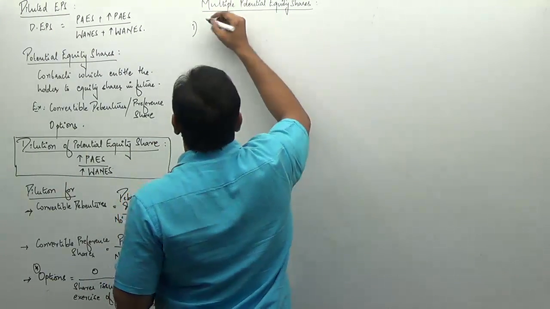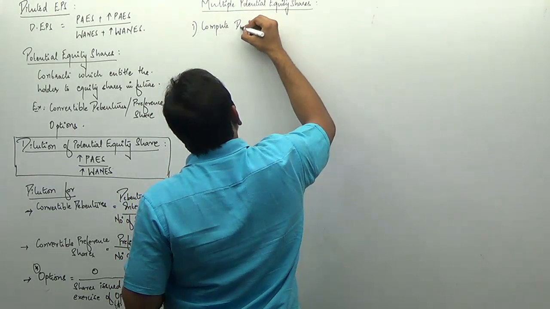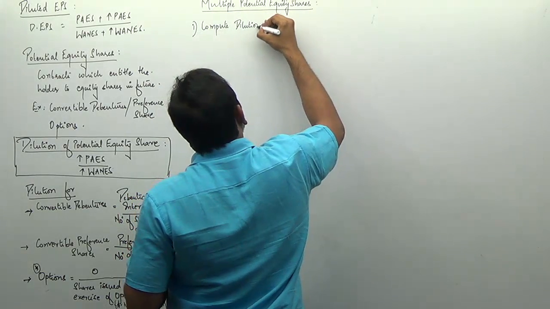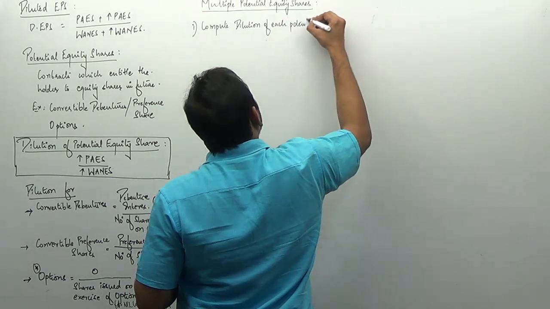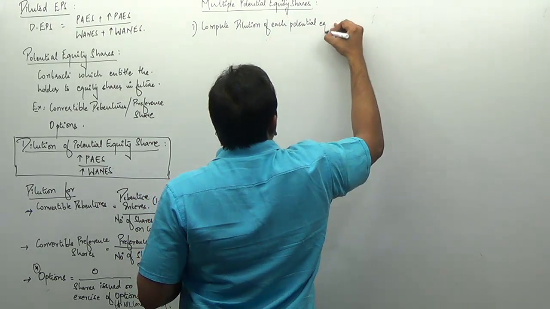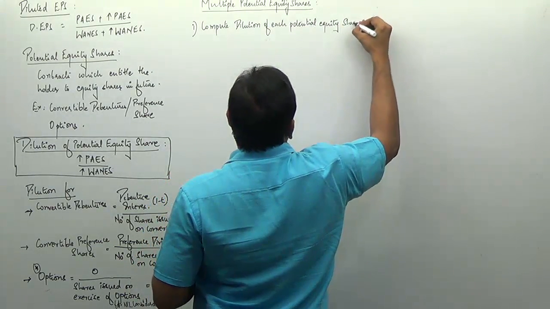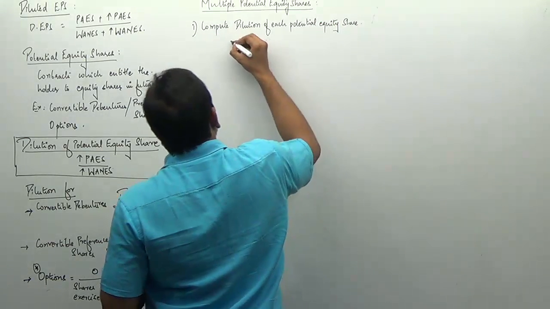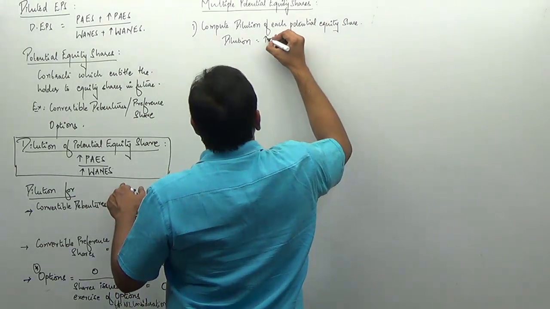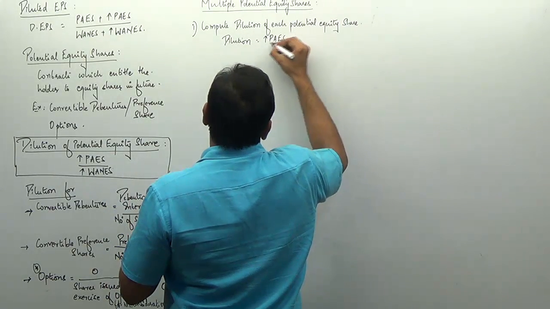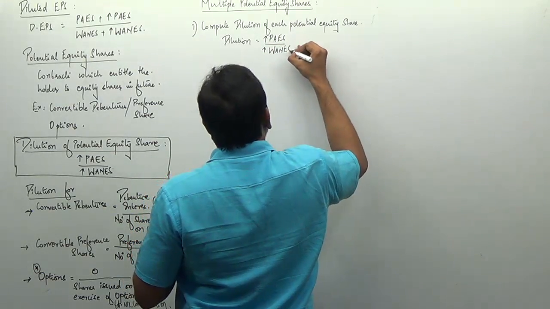First one, compute dilution of each potential equity share. Compute dilution of each potential equity share. How do I calculate dilution? Increase in PAES by increase in WANES. This you calculate for each potential equity share.